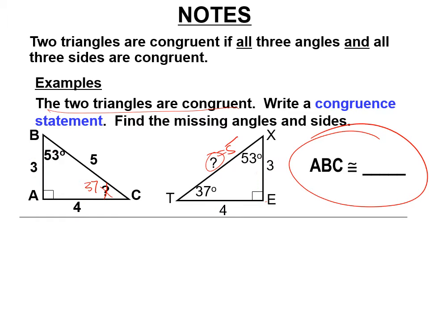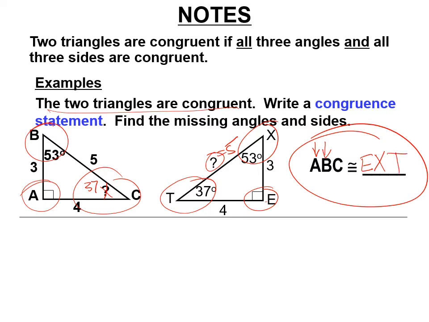Now, when you write the congruent statement, you have to match everything up. So A, which angle matches A and the other one? E. You have to put E first. Have to. You don't have choice. Then B is second. So which angle matches B? X. So X goes second. And which angle matches C? It's T. And so you would say triangle ABC is congruent to triangle EXT.